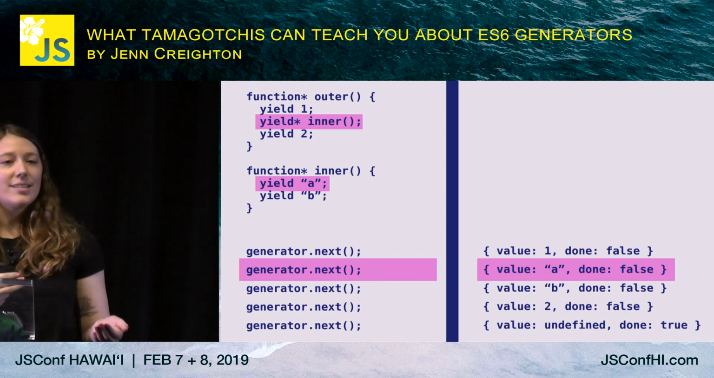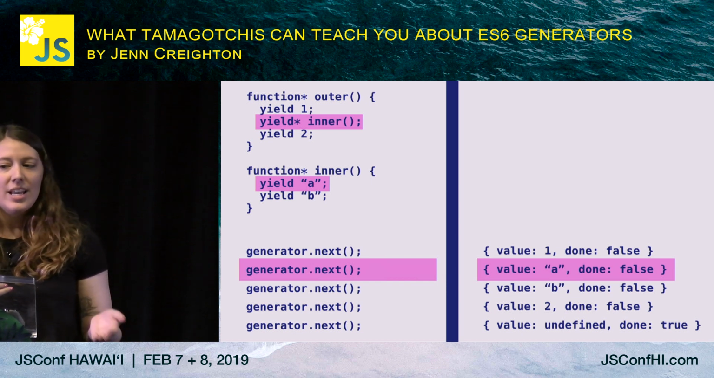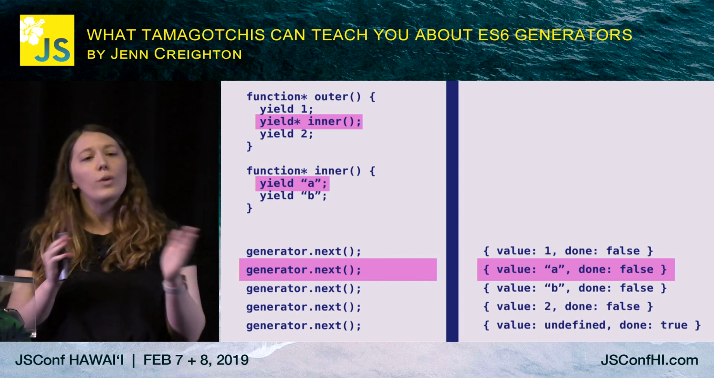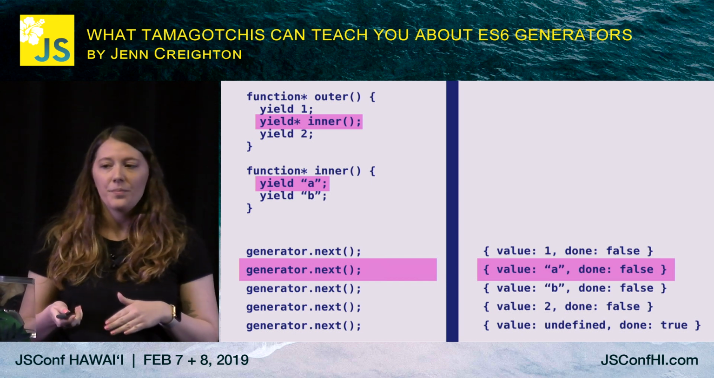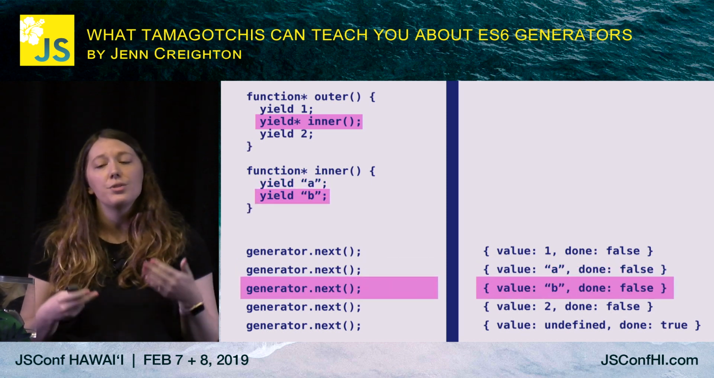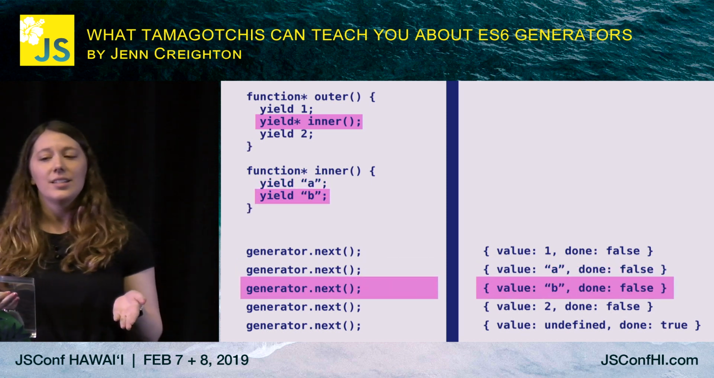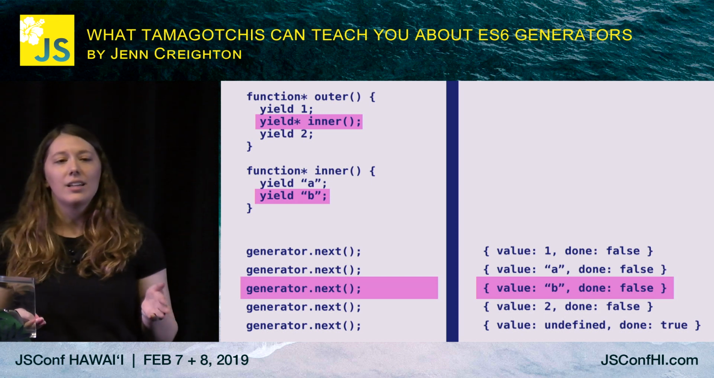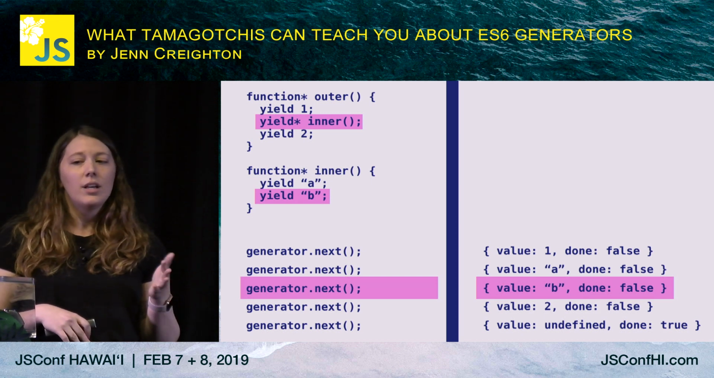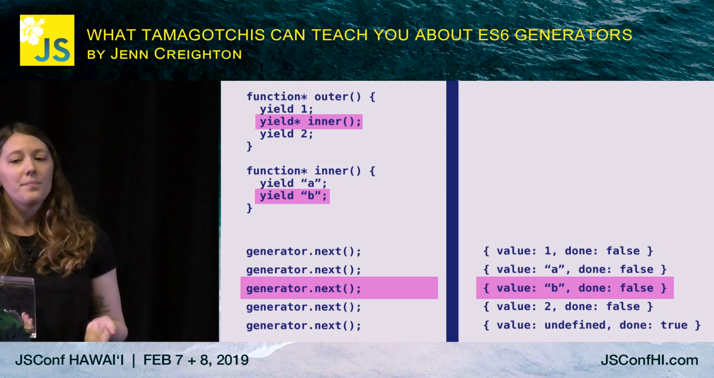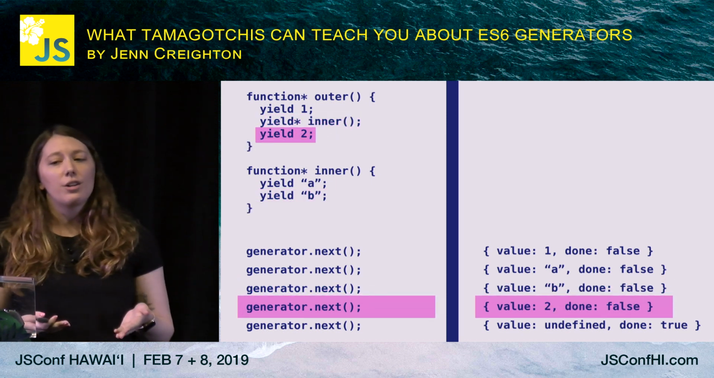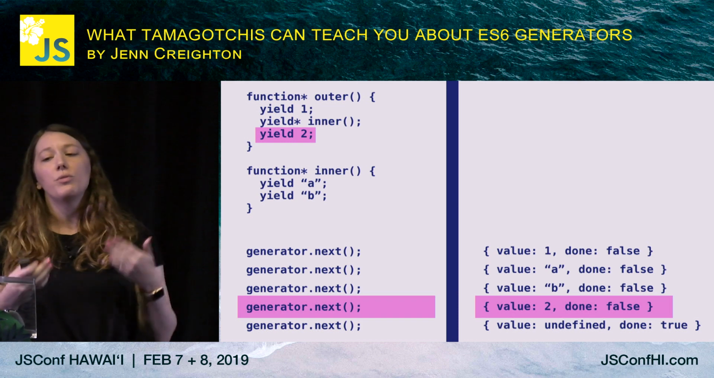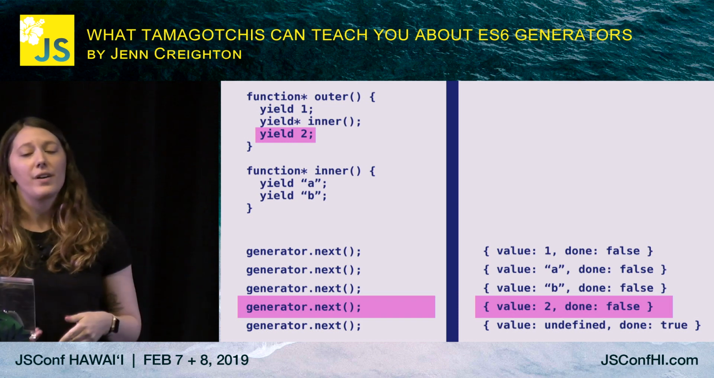So when you call next and it encounters a yield star expression, it delegates to the generator to the right of that expression. And it will continue to do so as you call next until that generator is complete. So when we call next again, the inner generator isn't done yet. So now the value is B. Now the inner generator is complete, and so we move on to the next yield statement in the outer function.